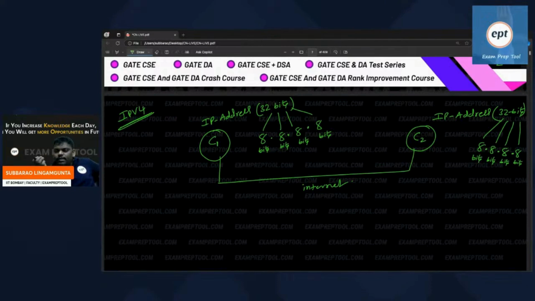Can you help me with one small line? Is an IP address a physical address or a logical address? Is it physical or logical? Is a mobile number physical or logical? When you say logical, you can change it. When you say physical, it is the device itself. Every device has some ID. You buy any computer, internally there is an ID. That is the hardware level number. This is the logical address. You can happily change it.